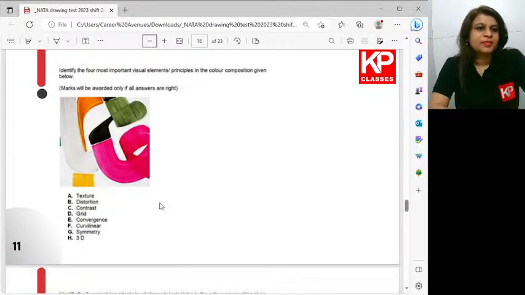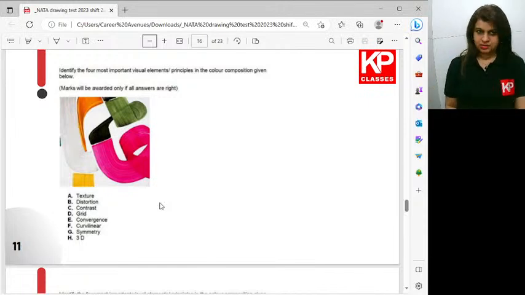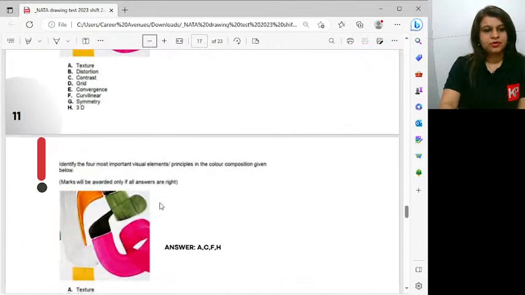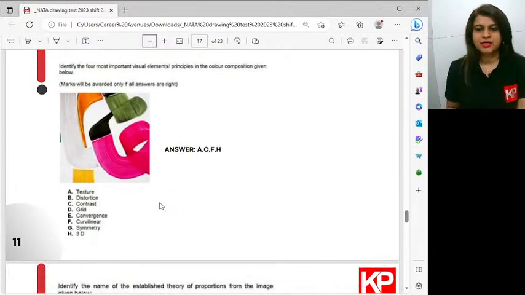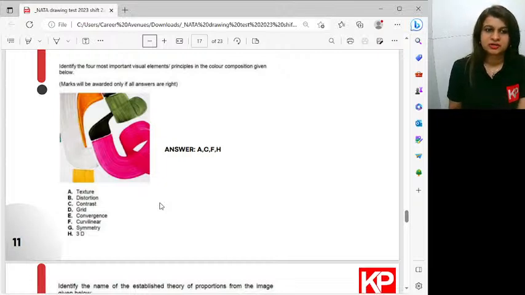Next one is identify the four most important visual element principles in the color composition given below. There's a color composition right here, and again you have to think about the most appropriate visual elements or principles. So what do we have? Yes, you guessed it right. Texture. Texture in terms of see how the color streaks are looking textured, right? There is texture, there is contrast. Colors are absolutely opposite to each other in the color wheel, right?